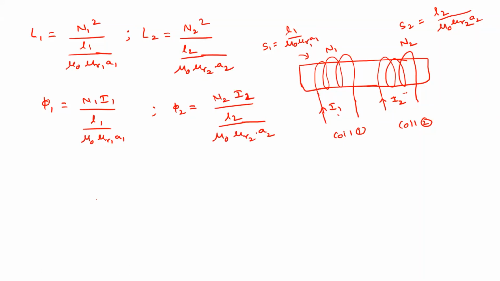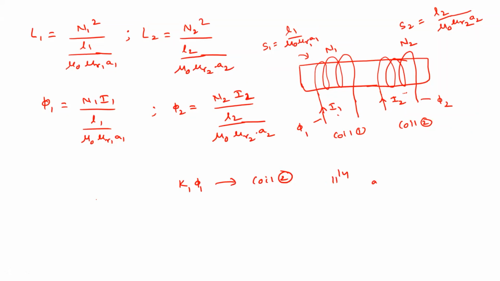So let us assume that a fraction K1 of the flux, this coil is producing phi1 flux, and this is producing phi2 flux. But a fraction K1 of phi1 flux, K1 into phi1 flux, is linked to coil 2.